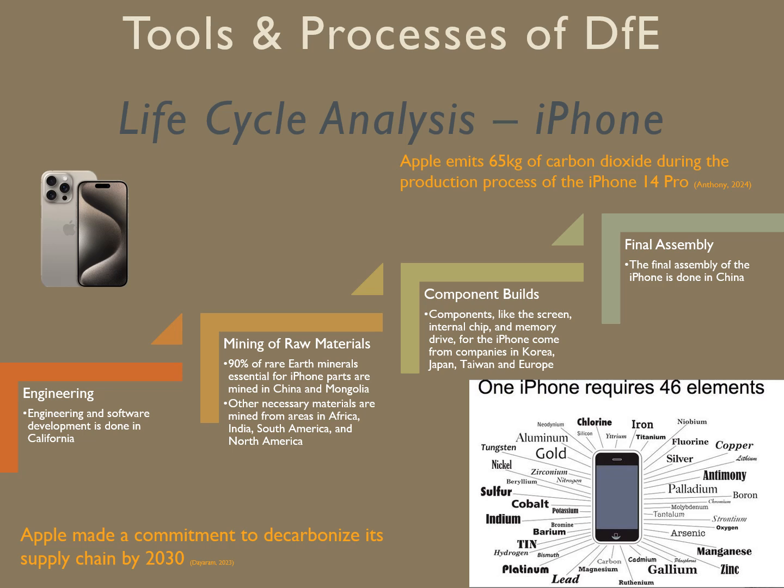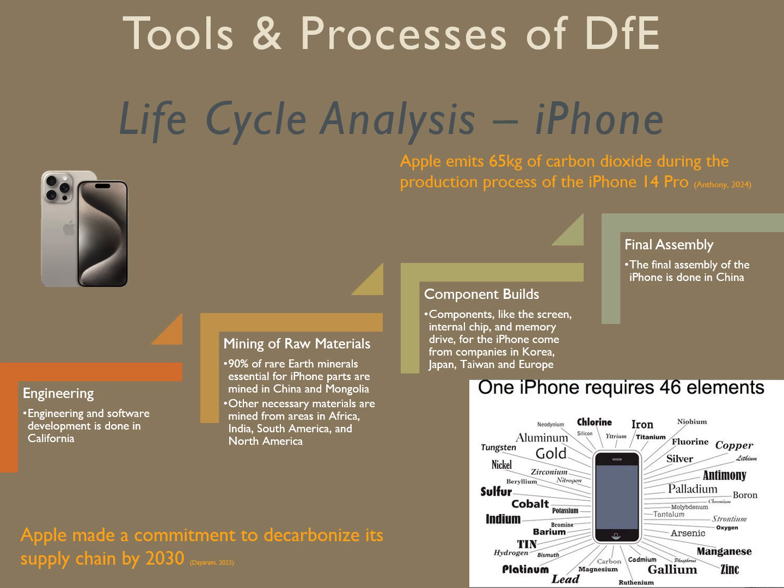Component builds, components being things like the screen, internal chip, and memory drive for the iPhone, come from companies in Korea, Japan, Taiwan, and Europe. In the past, LCD panels have come from Japan and Korea. Apple is now looking at using microchips from Taiwan, and STM Microelectronics is a French-Italian company based in Switzerland that produces the gyroscope used for tracking the iPhone's orientation.